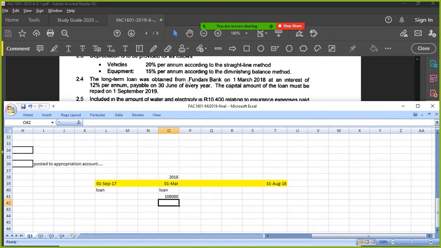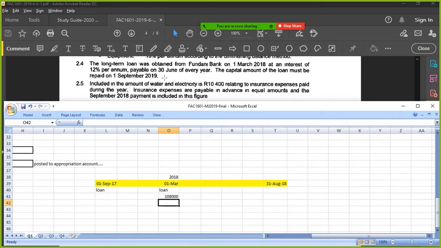Following with me, making sense? Yes. Okay, so 108 at an interest rate of 12% per year. Okay, times how many months? March, April, May, June, July, August. 6 months again. Okay, 6,480 is going to be my interest on loan.